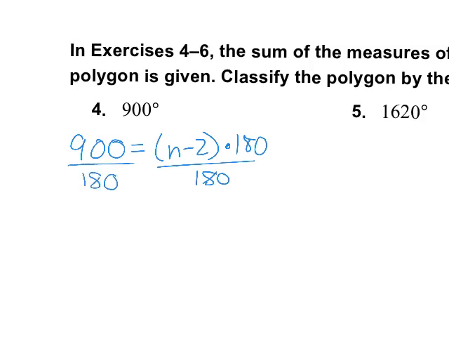What are we essentially finding when we take 900 divided by 180? How many triangles? Yeah, it would be how many triangles make up that shape, right? So what's 900 divided by 180? Is it like 5? Yeah. So 5 equals n minus 2. So that means that shape could be broken down into 5 triangles, which then when I add 2 to both sides, I get n, the number of sides, which equals 7. So 7 sides.